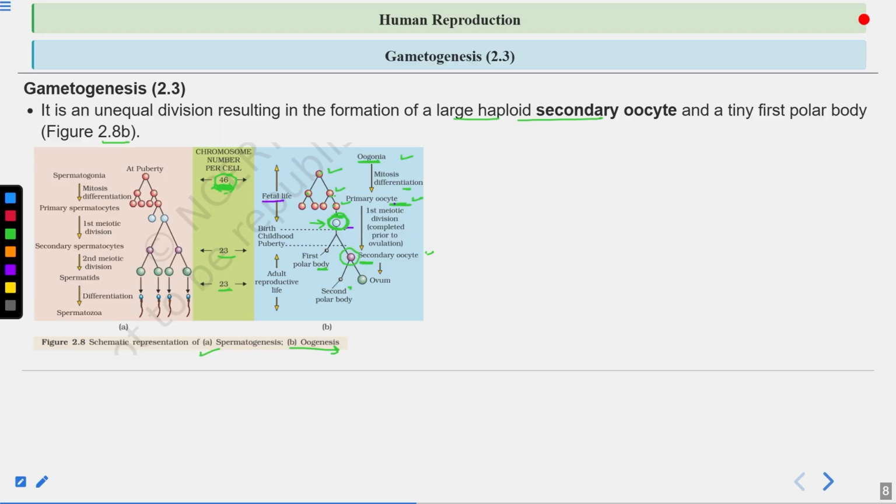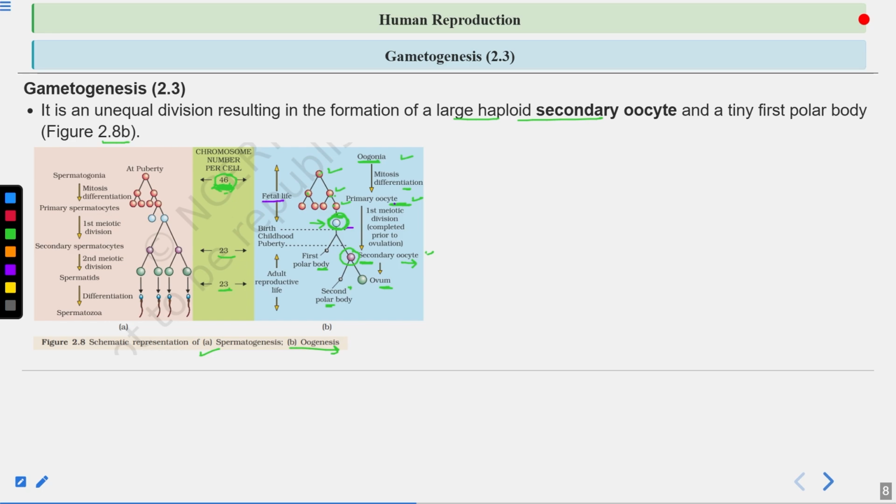Okay, so this is the secondary oocyte. The secondary oocyte will complete its meiosis 2 division, and then it will form a second polar body and the ovum. We'll study in an upcoming slide that the secondary oocyte is also arrested at metaphase 2 of meiosis 2. First of all, the primary oocyte was arrested at prophase 1 of meiosis 1. Then the secondary oocyte is arrested at metaphase 2 of meiosis 2.